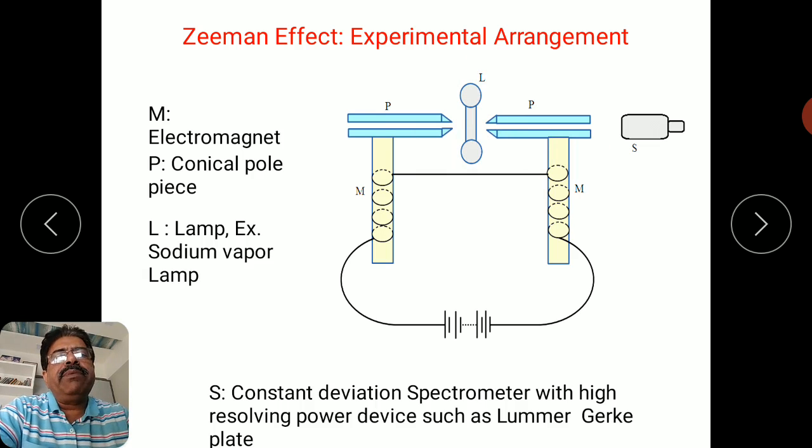So it is a lamp. Why do we need a lamp? Because the actual spectra, for example, if you want to observe the effect of magnetic field on sodium spectra, we can use a sodium lamp. Or suppose you want to observe the effect of magnetic field on the spectra of mercury, then you can use a mercury source.